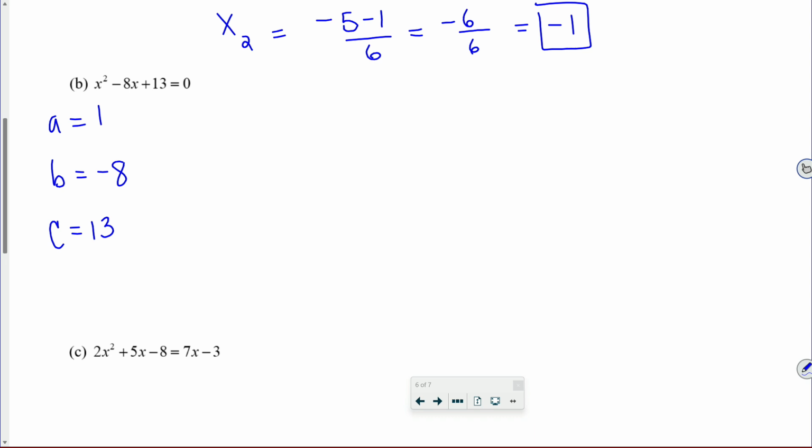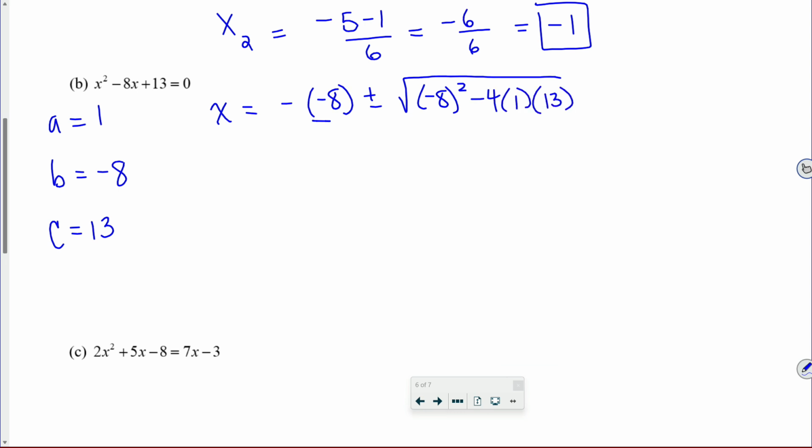Here we go. a is 1, b is negative 8, c is 13. Let's do it. x is equal to negative 8 plus or minus the square root of negative 8 squared minus 4 times 1 times 13, all divided by 2 times 1. Again, you want to work out what's underneath the square root, but when we put that into our calculator, we kind of crank through it. Whoops, we get a positive 8 plus or minus the square root of 12 divided by 2.